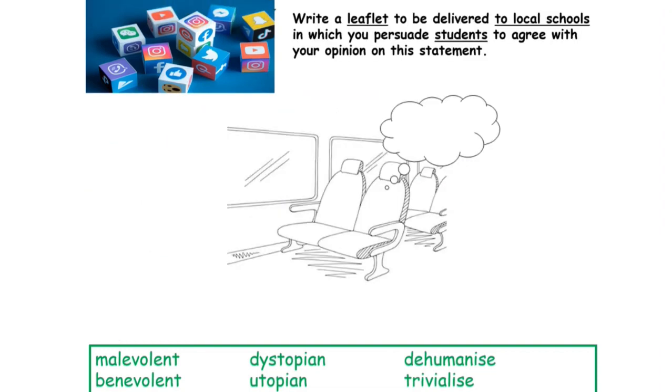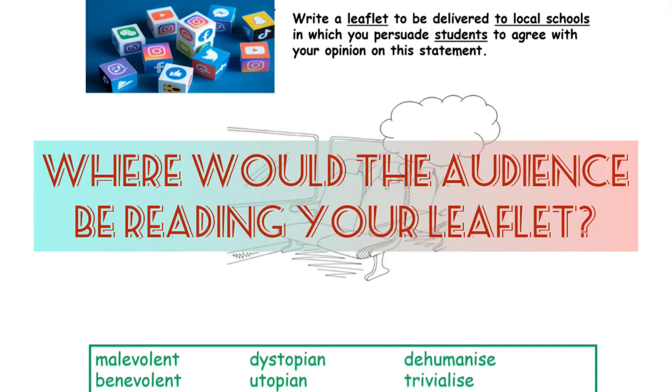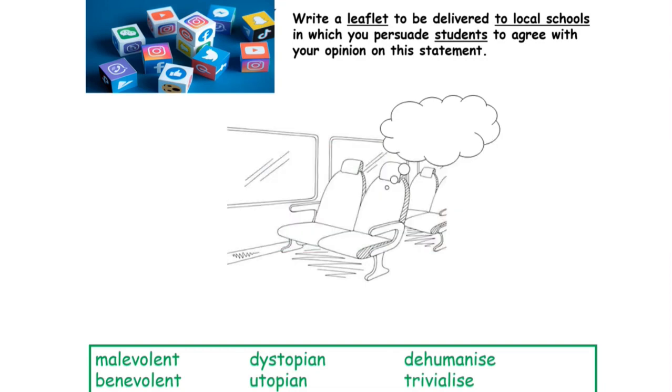For the purpose of this video, we're going to agree with the statement, and the point of view you take needs to be a strong one either way. First thing you need to do, you need to think, where will your audience be when they're reading your leaflet? For this video, I have decided to picture the audience as being on a bus. School kids tend to get buses. So where will they be? They'll be on a noisy, crowded, chaotic bus potentially reading this leaflet.